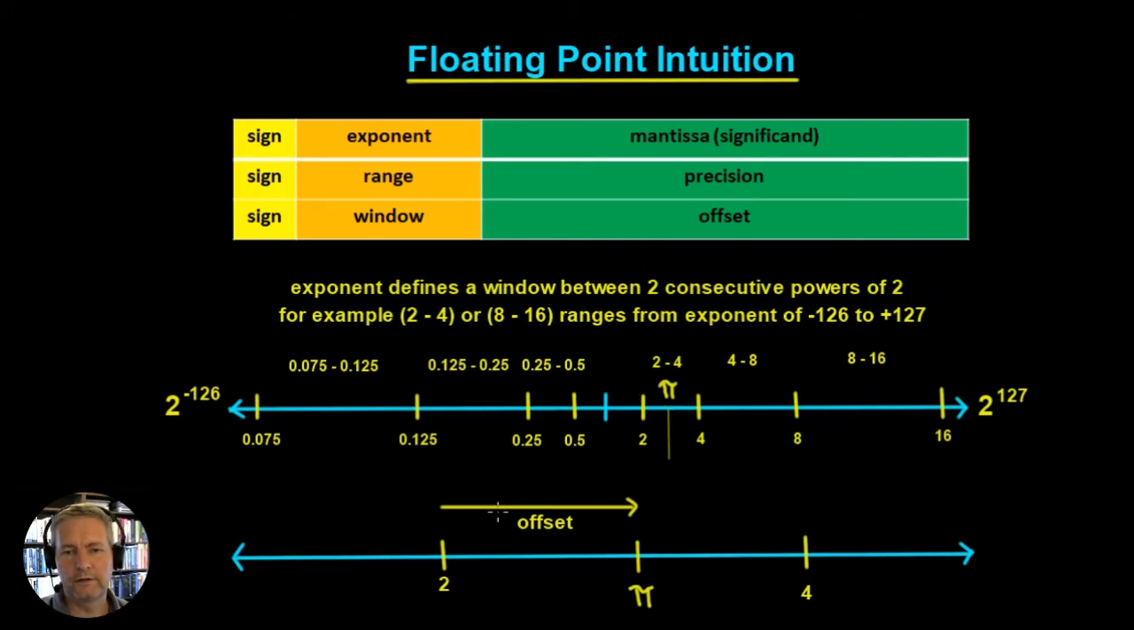So this is one way of thinking about floating point numbers. We can think about it as finding the number we want to represent and just working out which window it's in. So the window will give us the exponent, and then we would have to work out how far along that window we have to come to get to the number. So how far along we have to come from 2 to get to this number 3.14 is the offset, and this offset is given by the mantissa. So let's continue this on the next page.